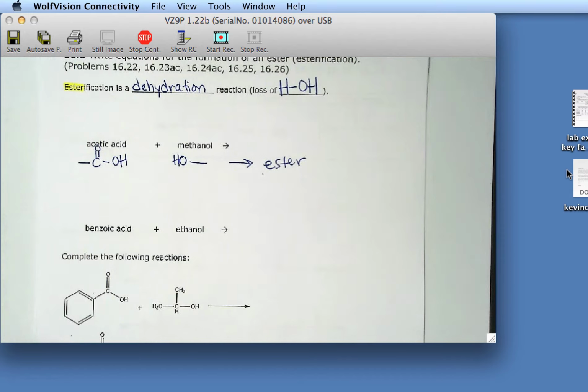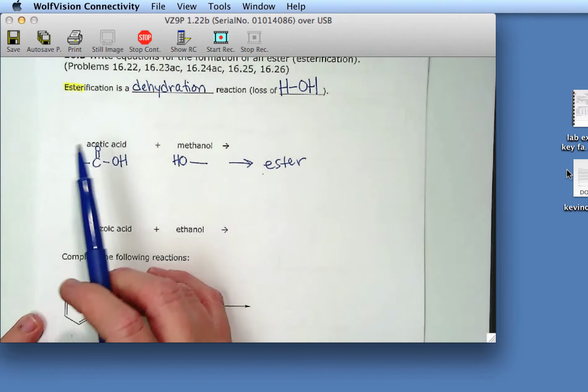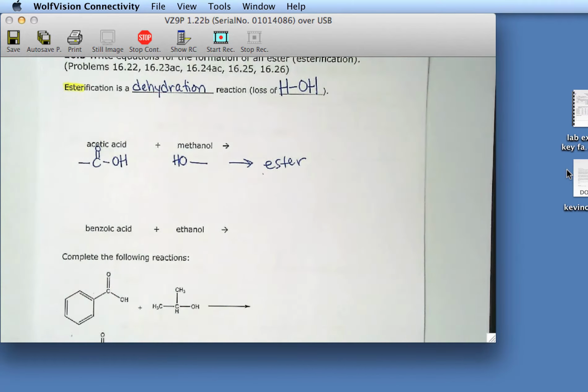So, we were talking about esterification, and it's a dehydration reaction. You lose water. Okay, so it's a dehydration reaction. You lose H and OH.